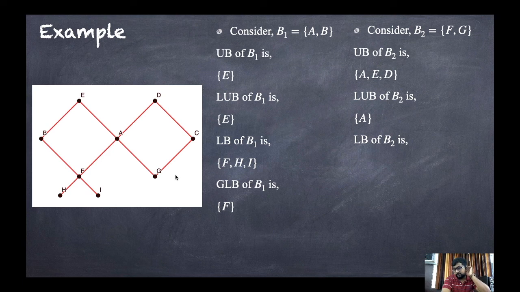Now for the lower bound, the given set is F and G. Now what are the first lower points? They are H and I. Now for lower bound, there has to be a relation from the lower points to the given set. So can we go from H to F? Yes. Can we go from H to G? No. So H is not a lower bound.